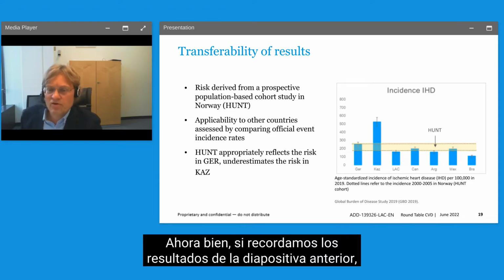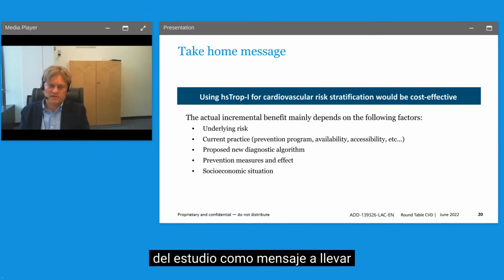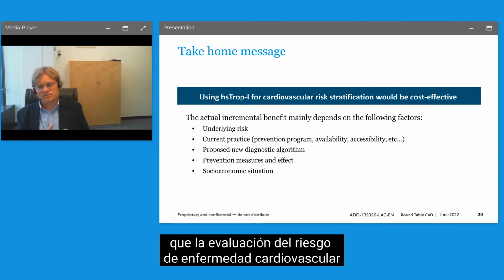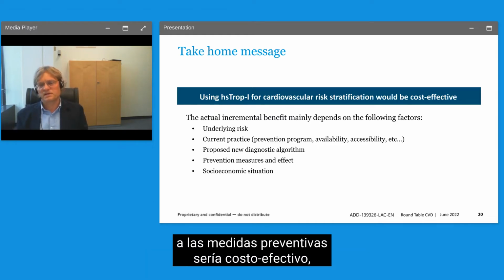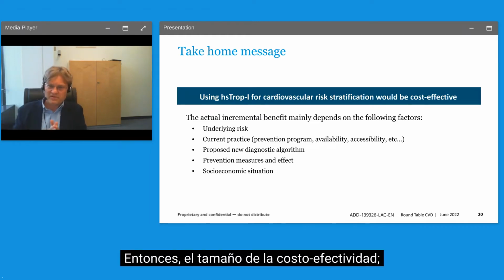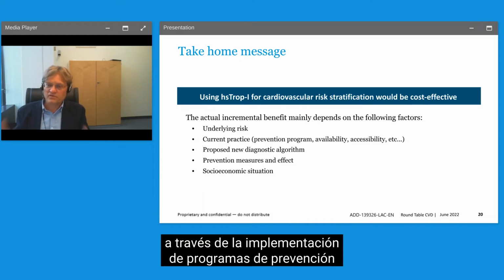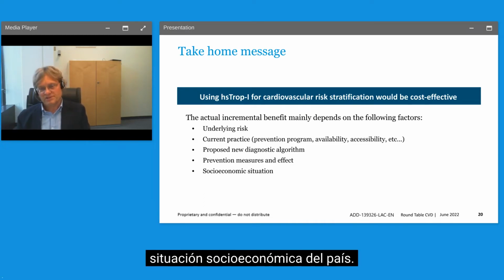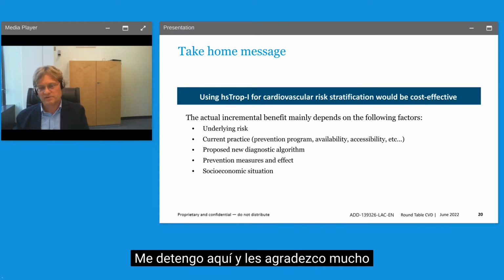And if we recall the results from the previous slide, we can actually conclude from the study, as a take-home message, that assessing the cardiovascular disease risk with a single test and then referring those at high risk to preventive means would be cost-effective. The actual amount of the benefit, so the size of the cost effectiveness, however, really depends on the current preventive means, so on implementation of prevention programs, and of course, on the socioeconomic situation of the country. So I pause here and thank you so much for your attention.